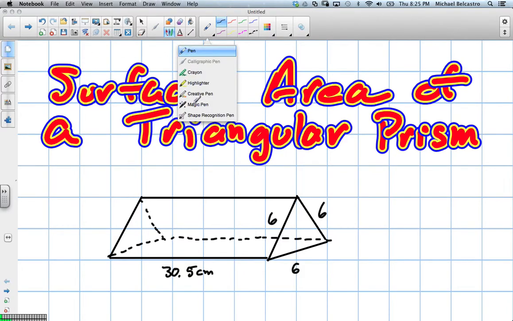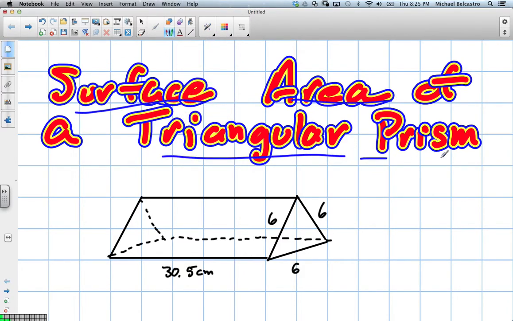Okay, so we're going to go over how to find the surface area of a triangular prism. Now this is a triangular prism, and surface area is actually the area of every face of an object. So we're going to talk about the faces.